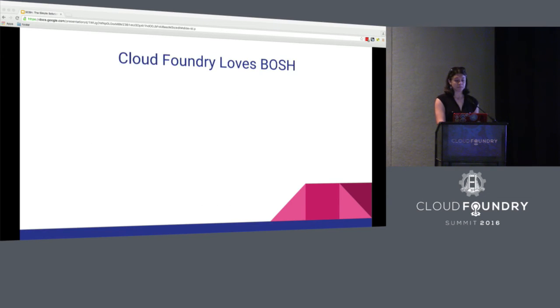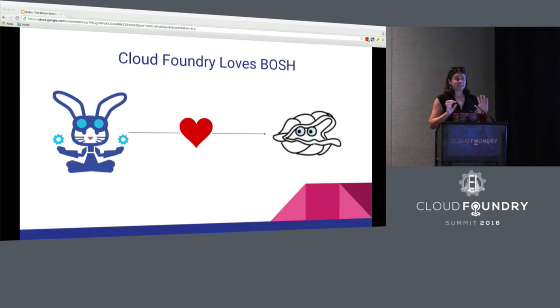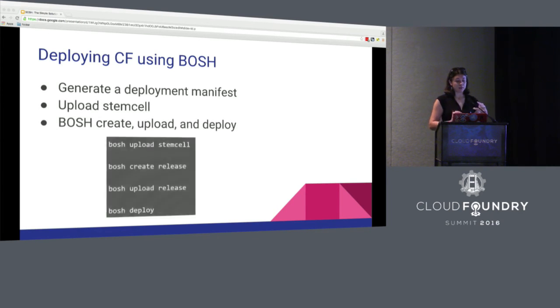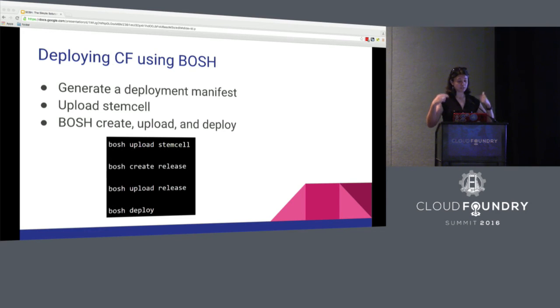Another really cool thing about Bosch is that Cloud Foundry loves Bosch. Like I mentioned earlier, if you've tried to use Cloud Foundry, you've probably heard about Bosch, and it's for a very good reason. Cloud Foundry was built to use Bosch. So to deploy Cloud Foundry using Bosch on your own, you can generate a deployment manifest, then do Bosch upload stemcell, create release, upload release, and deploy. Or, as mentioned earlier, there's a nice releases site, and you could just download Cloud Foundry, upload Cloud Foundry, and then deploy it. It's very simple, and it saves a lot of time.